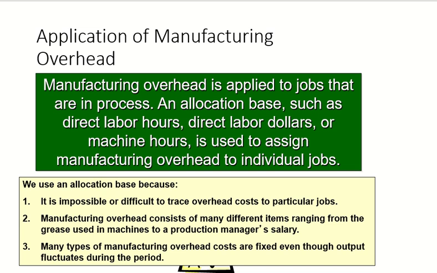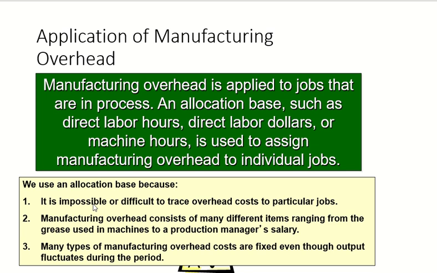But manufacturing overhead is applied to jobs, right? There are different allocation bases. There could be direct labor hours, direct labor dollars, or machine hours, right? But it's impossible or difficult to trace overhead costs to a particular job. Remember, we have those indirect costs, like cleaning supplies or lubricants, right?